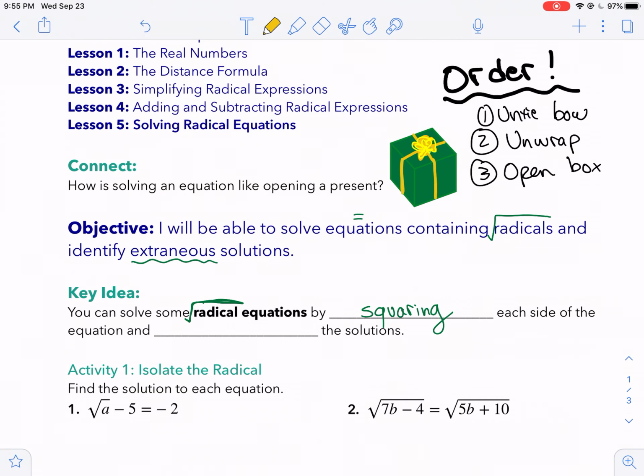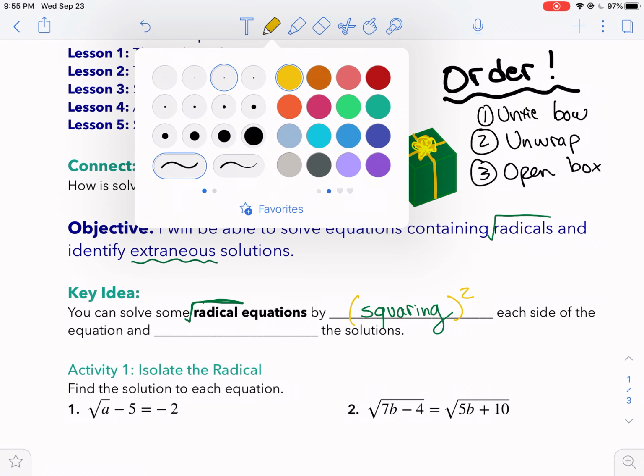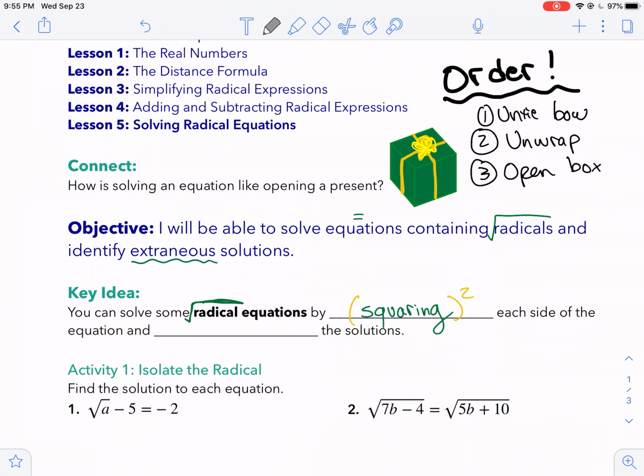Remember that a square, it's like our gold bow, right? You're going to square each side of the equation. And then after you've squared them, you want to test. I always test with gray. You want to test the individual solutions. So you can solve radical equations by squaring each side of the equation and then testing the solutions.